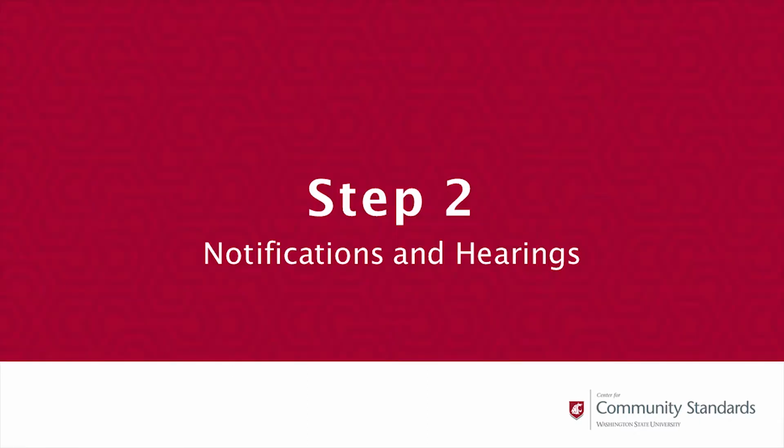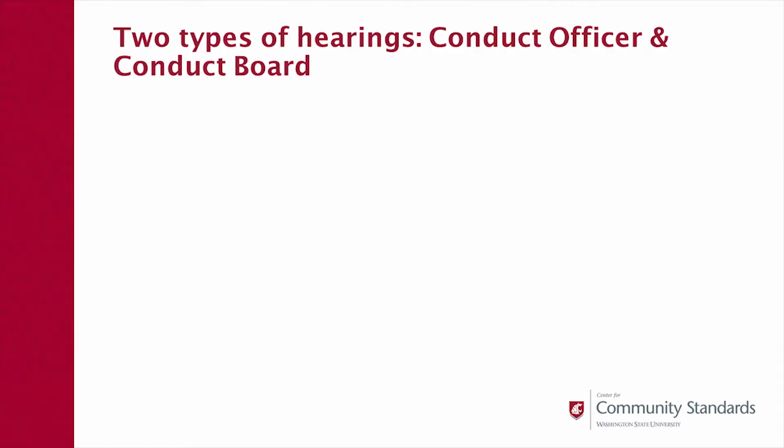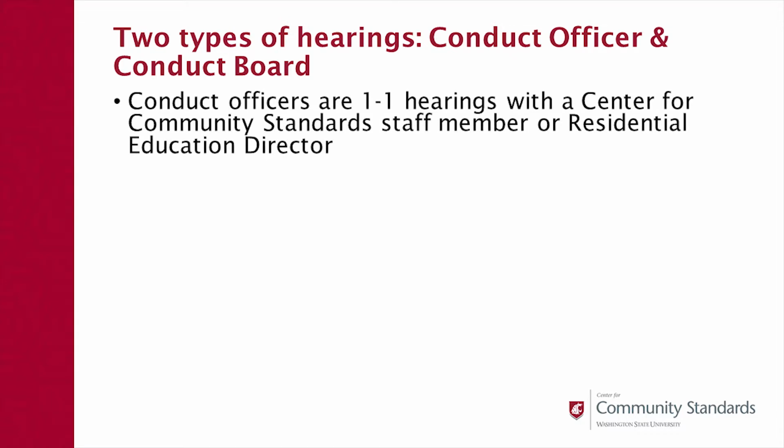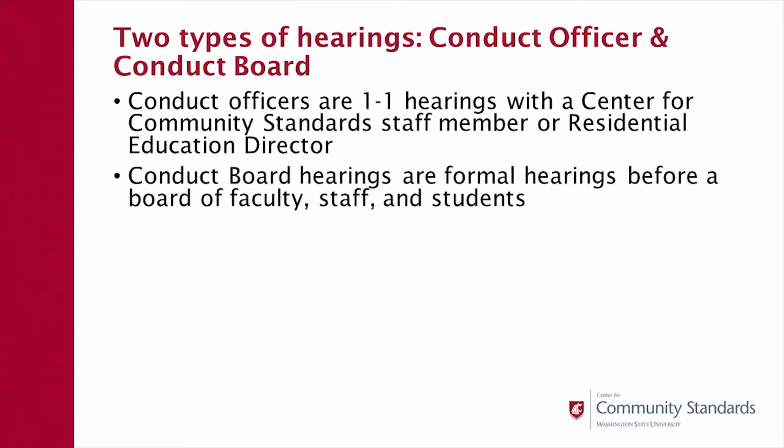The second step in the community standards process is when you receive notifications of meetings and hearings with the conduct officer or the conduct board. There are two types of hearings: conduct officer hearings and conduct board hearings. Conduct officer hearings are one-on-one hearings with a Center for Community Standards staff member or a residential education director. Conduct board hearings are more formal hearings that are before a panel of faculty, staff, and students. A majority of any conduct board has to be students.